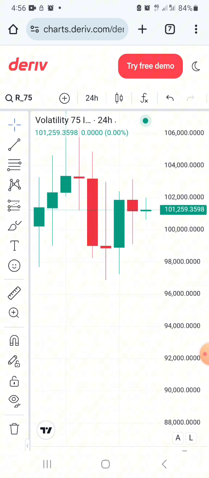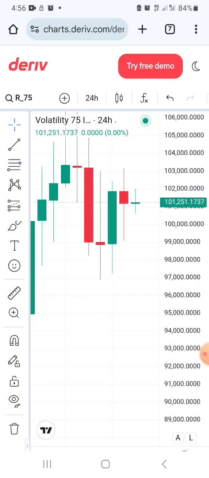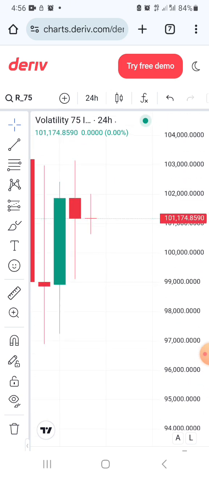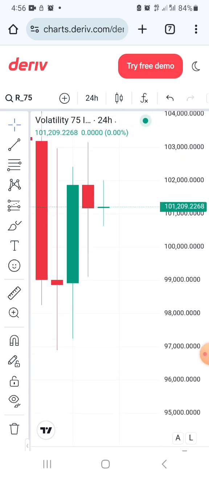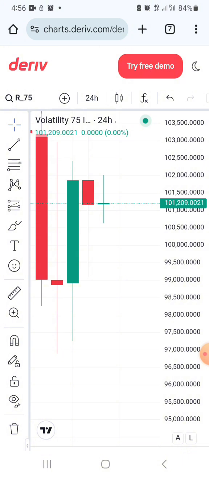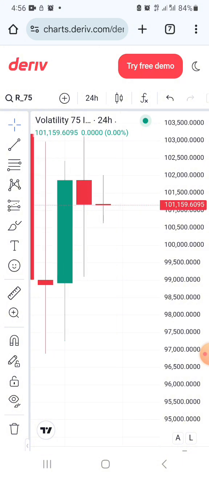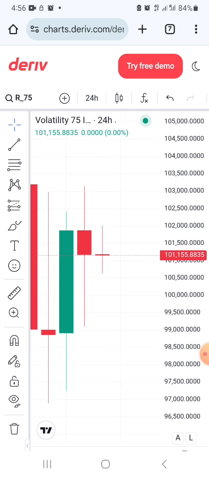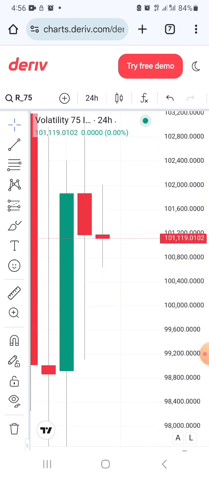So let us say that here, if you can see very well, we have an indecision candle. It goes blue, it goes green, and it goes red. It has not yet closed, because this is a new day candle. Are you getting the point? Because I'm recording this video now, it's approaching 5 a.m. morning. Are you getting the point?